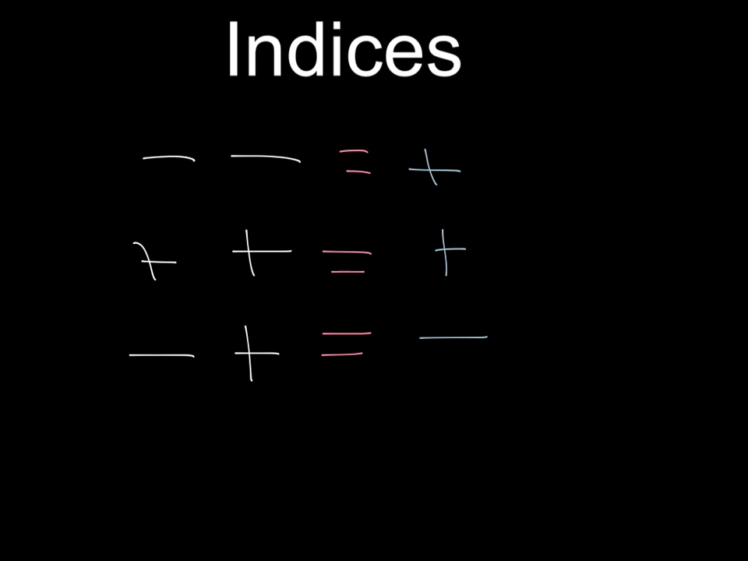The first thing you need to know before attempting this sort of question is this. A negative and a negative will give you a positive. A positive and a positive will also give you a positive. A negative and a positive will give you a negative. And finally, a positive and a negative will give you a negative.